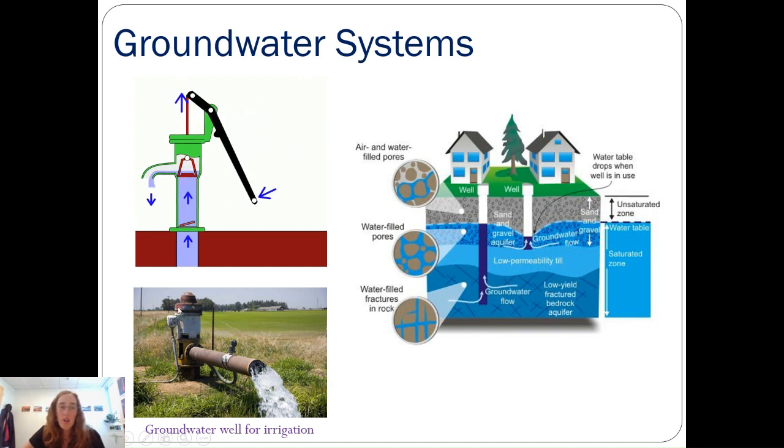The modern ones have electric pumps, so there's an electric line hooked up to it. That's this pipe here on the side. Inside of this pipe, there's an electric pump that works the same way as the handle pump in the image on the top. This is a groundwater well for irrigation.